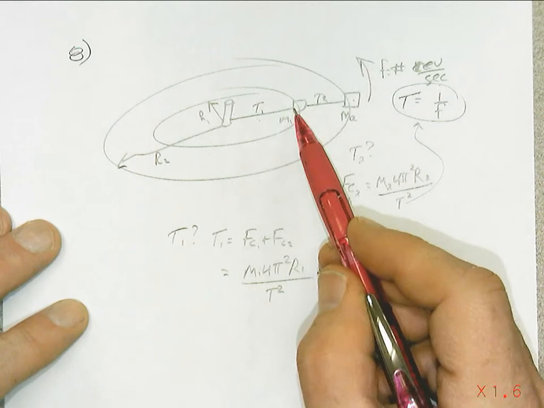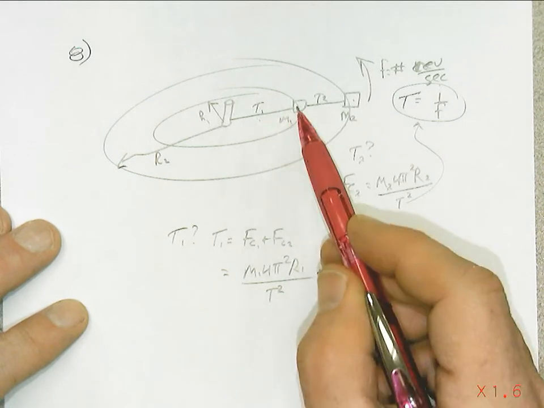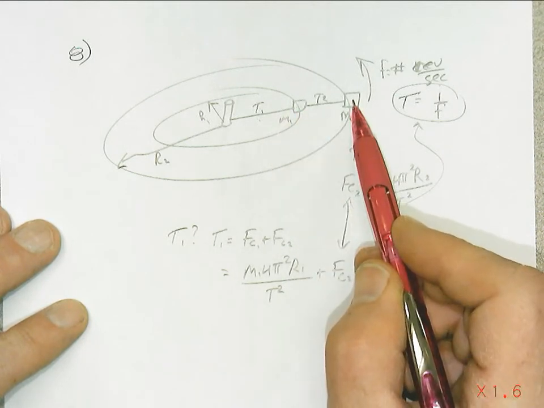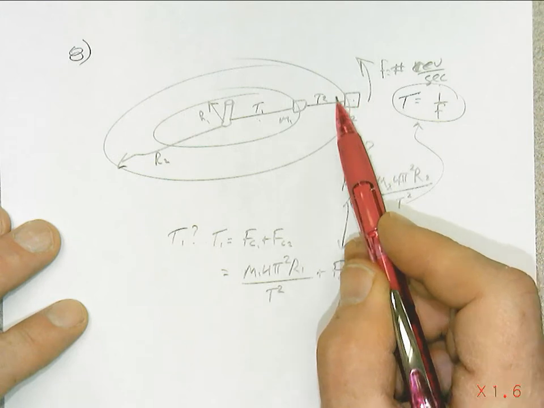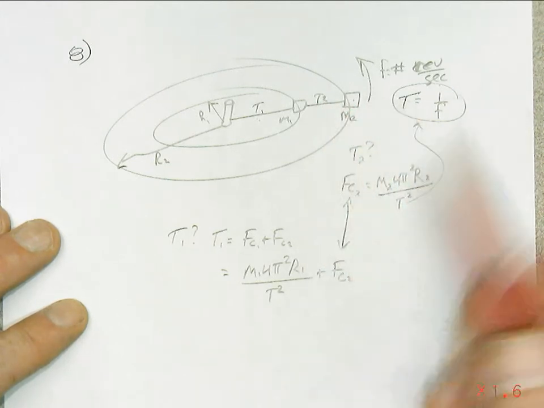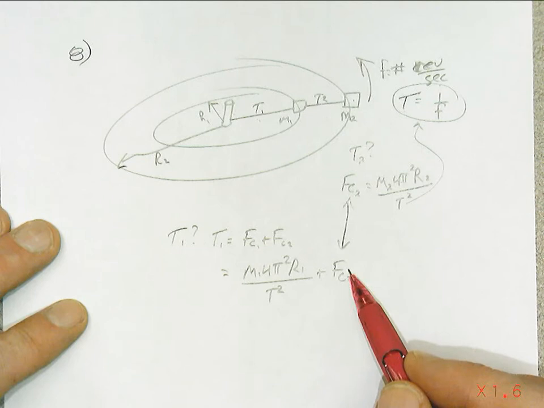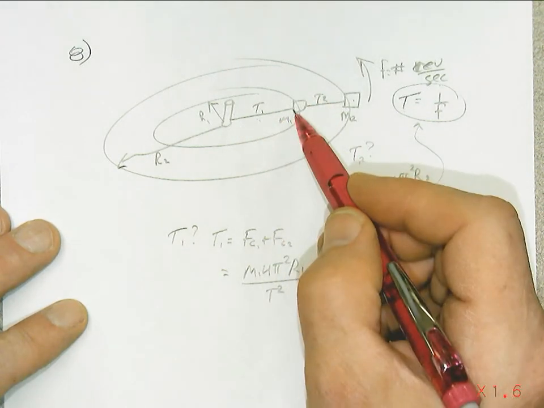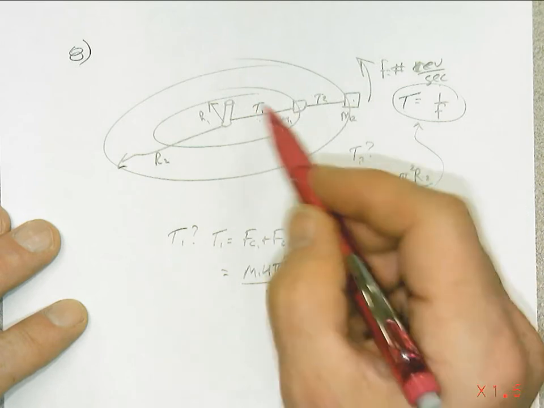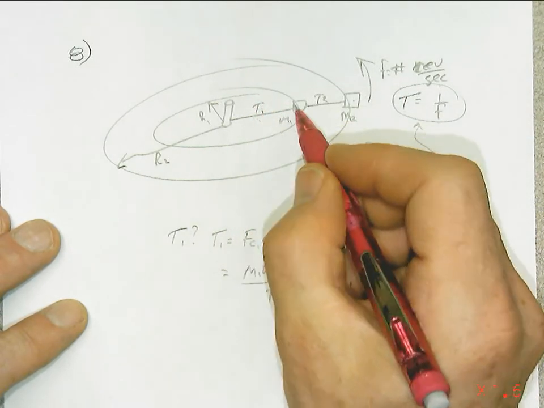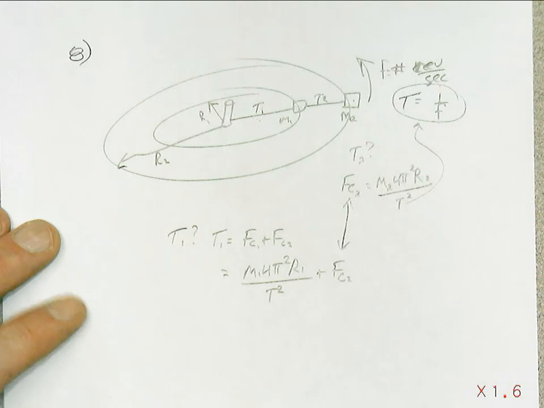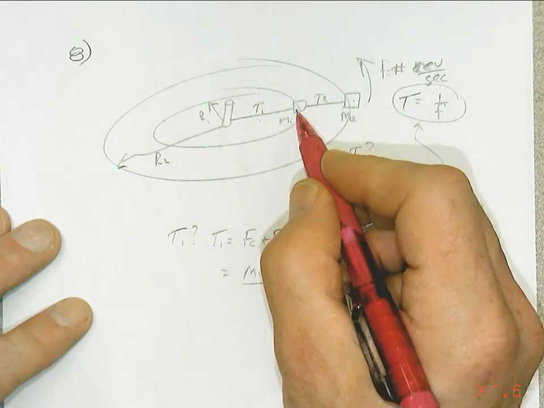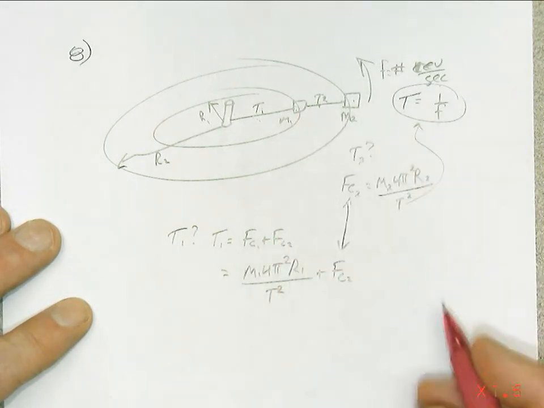It's got to provide the centripetal force for mass 1 and provide the centripetal force for mass 2, which is really being provided by T2. So basically you're just adding the tension number 2 to the centripetal force for number 1 to get tension number 1. Tension 1 is doing the job of providing the centripetal force for both. So it's the centripetal force of mass 1 plus tension number 2.